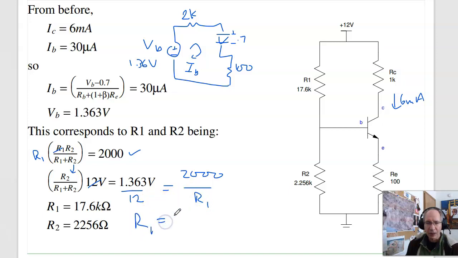R1 is equal to 12 over 1.36 times 2K. And kind of figure it's going to be the ratio of your 12 volts to VB. R1 is going to be bigger than R Thevenin, because these in parallel give you R Thevenin. R1's got to be bigger than it. So take the ratio that's bigger than it, 12 over VB times 2K. That gives you R1. R1 is 17K. I know that R1 in parallel with R2 is 2K. So solving, I get R2 is 2.2K. There's my circuit.